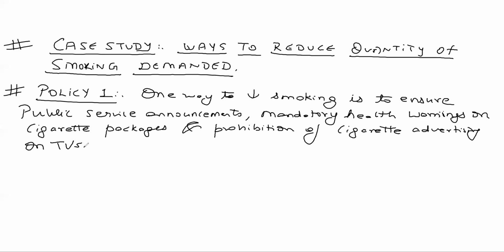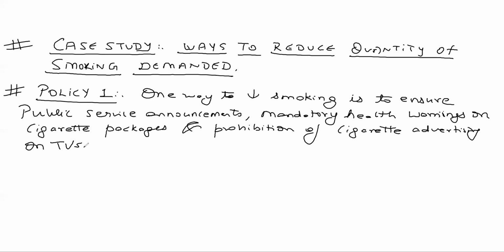Now, if you look at policy one, what will this policy cause? Will this policy cause a shift in the demand curve or a movement of the demand curve? In policy one, nothing is happening to the price. No change is happening in the price of cigarettes. What is happening? There is awareness which is being created among the public to stop smoking cigarettes. Now, this policy will be clearly causing a shift in the demand curve because nothing is happening to the price. They are still the same.